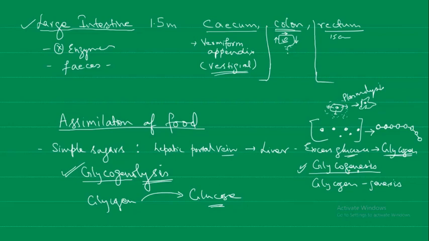And when there is more glucose available, the body doesn't want to waste this precious glucose. So it will convert that glucose into glycogen and store it, so that whenever there is a requirement in the future, it can be used. So these are the two very important processes involved during the assimilation of food, with respect to the sugars.